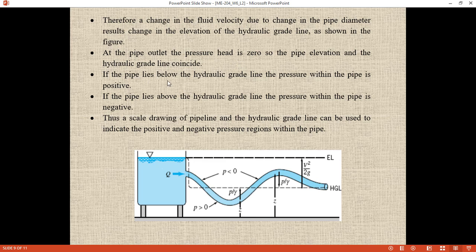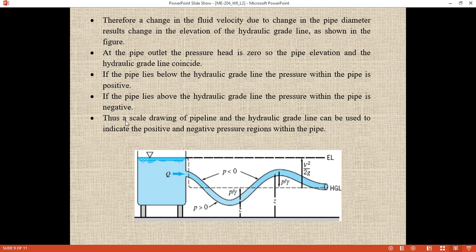If the pipe lies below the hydraulic grade line, so this is the pipe and this is the hydraulic grade line, if the pipe is below the hydraulic grade line, the pressure within the pipe is positive. If the pipe lies above the hydraulic grade line, the pressure within the pipe is negative.